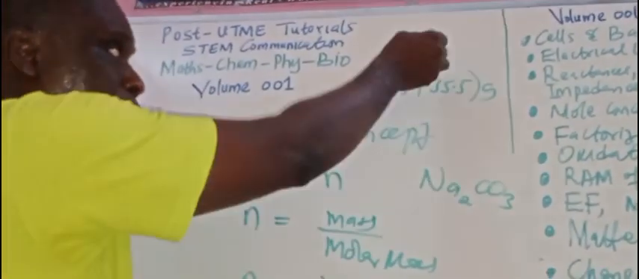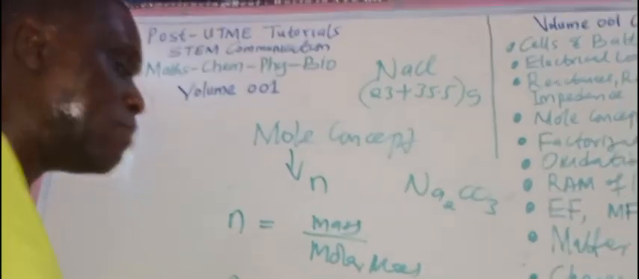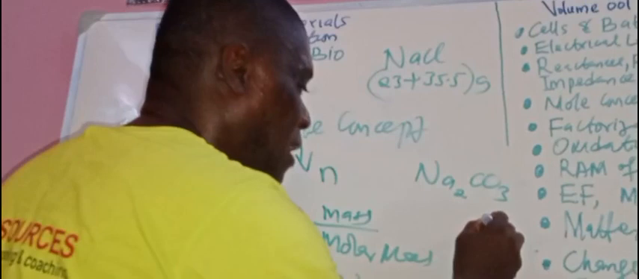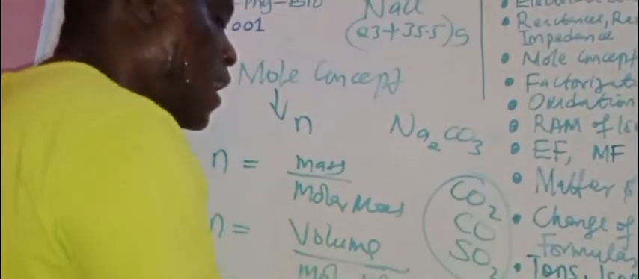It's different from the molar mass of sodium chloride. But the molar volume of all gases, be it carbon dioxide, carbon monoxide, sulfur dioxide, and so on, is the same at STP, standard temperature and pressure.